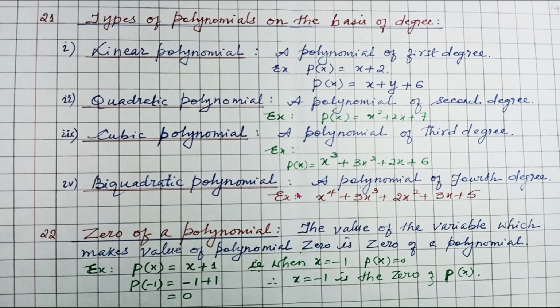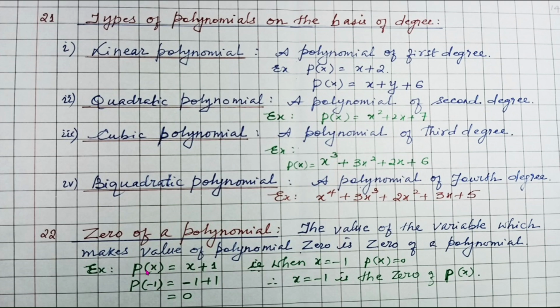A biquadratic polynomial is a polynomial of fourth degree. Here if you see in this polynomial the highest power is 4, it is a fourth degree polynomial and is called a biquadratic polynomial. Please remember that. Now zero of a polynomial. The value of the variable which makes the value of a polynomial 0 is known as the zero of a polynomial. Let us understand the meaning of this.